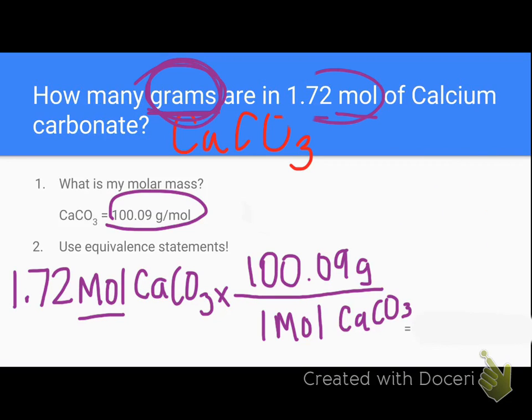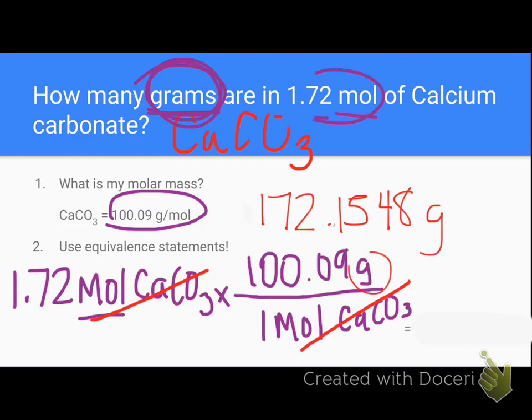All right, so what do we have to do here? We just multiply straight across, because looking at my units, moles of CaCO3 and moles of CaCO3 are going to cancel. So 1.72 times 100.09 gives me a number, 172.1548 grams, because that's the unit I'm left with.